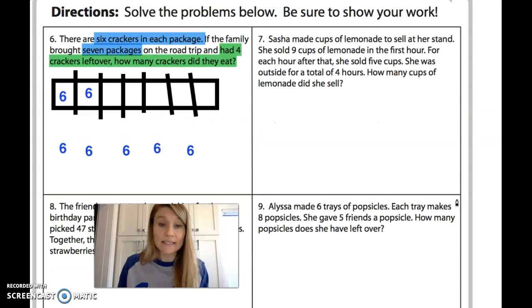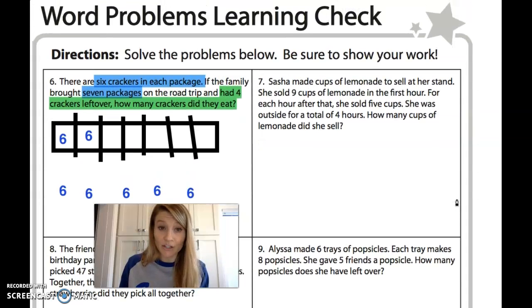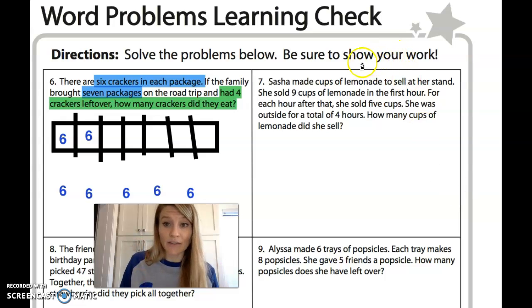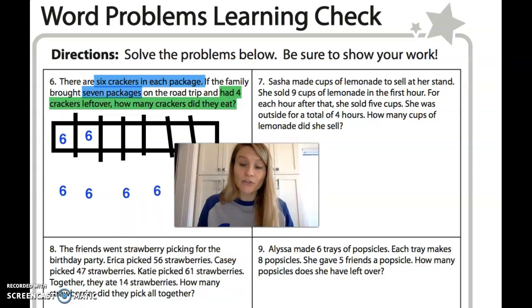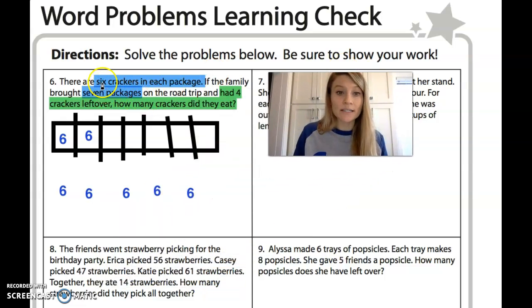So I'm going to do number 6 with you on the next page. It's the same idea. You have to show all your work. And let's go ahead and look at what I need to do first here. Okay, so there are 6 crackers in each package. If the family brought 7 packages on the road trip and had 4 crackers left over, how many crackers did they eat?